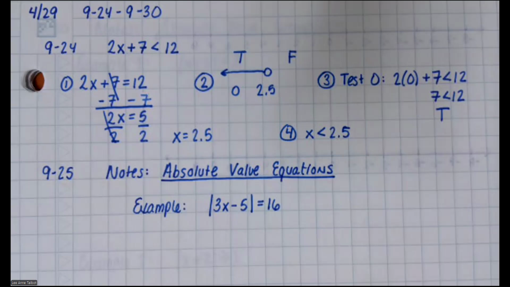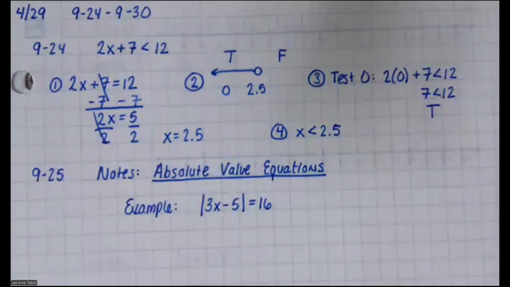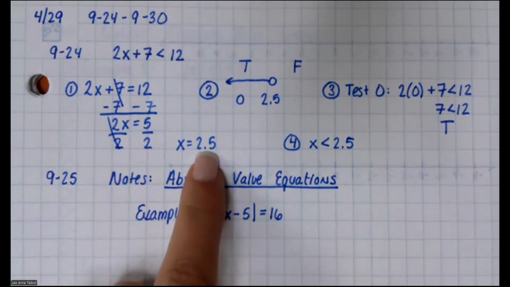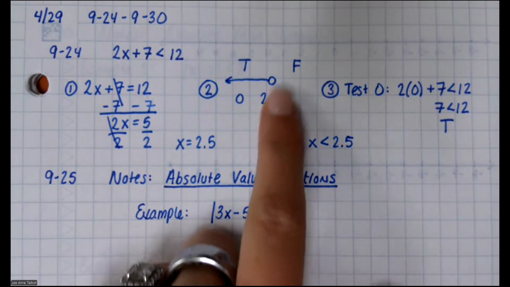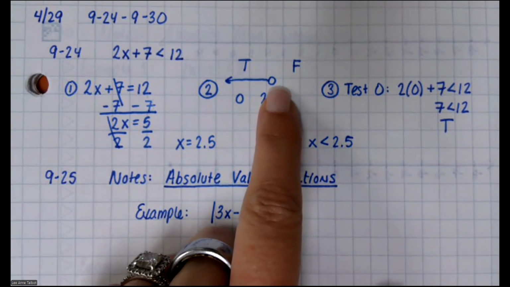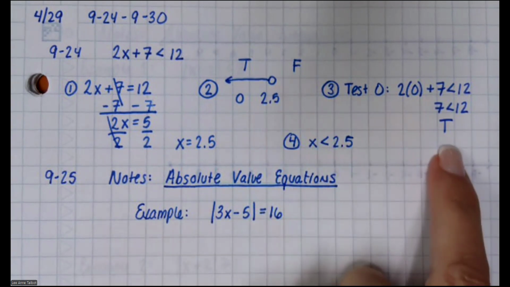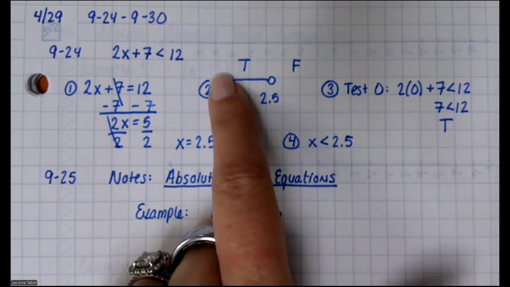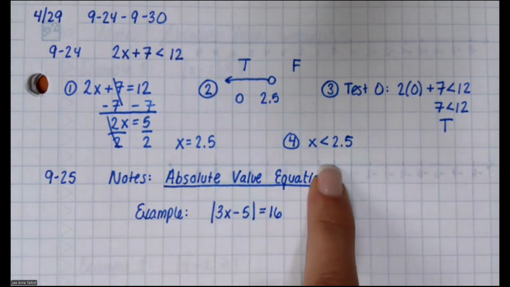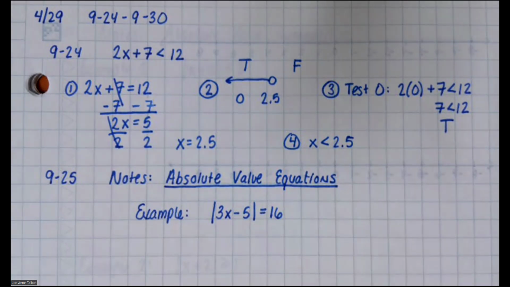Okay, so I'm gonna show what I have for my answer now. Let's see how you did. Okay, I got 2.5 for x. I put 2.5 on my number line with an open circle. I tested 0 and got true. So I put my arrow towards 0 because it was true at 0. And final answer, x is less than 2.5. Do you guys have any questions about that before we move on?